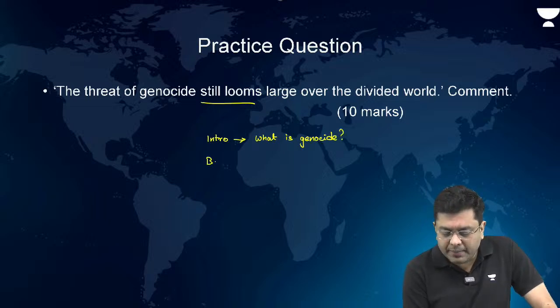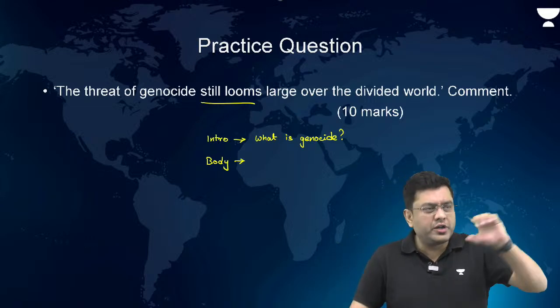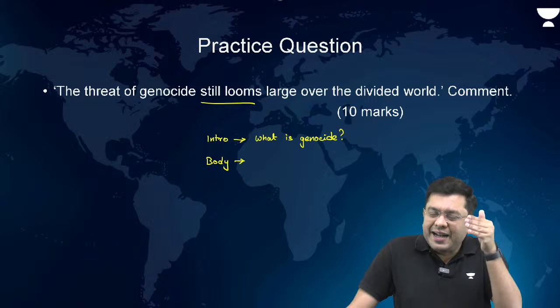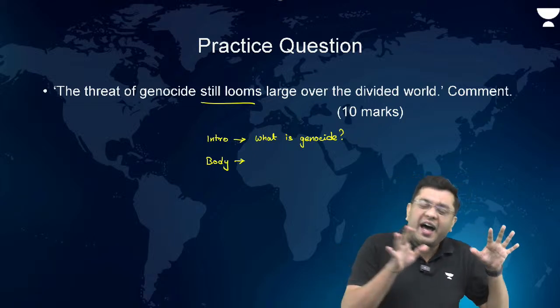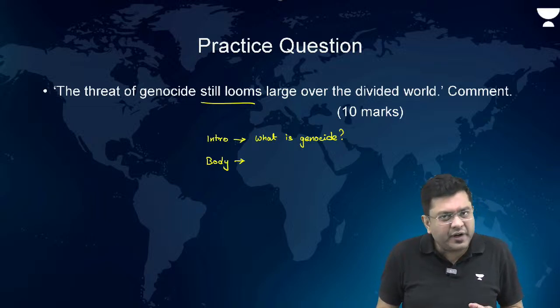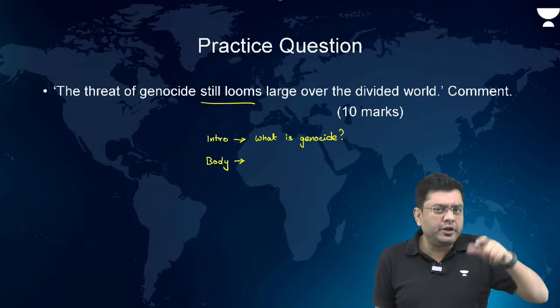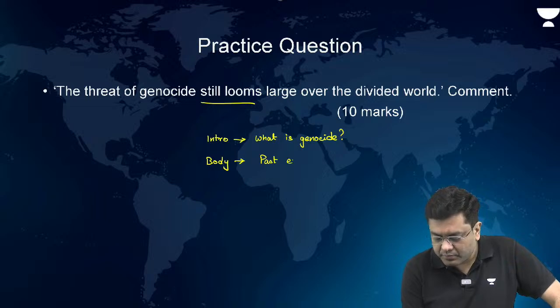Then how do you start the body? Just to ensure that there is a connectivity from the intro, and body and intro should not stand as isolated paragraphs, what you should do is that these events of genocide post Second World War have been observed in various different regions. You can also term about the mass killing of Jews in concentration camps. So that is where the past events.